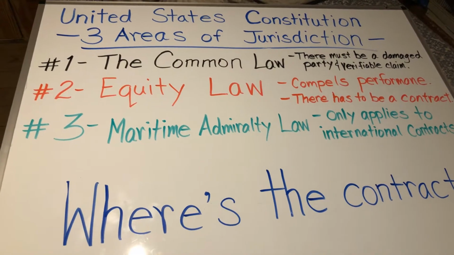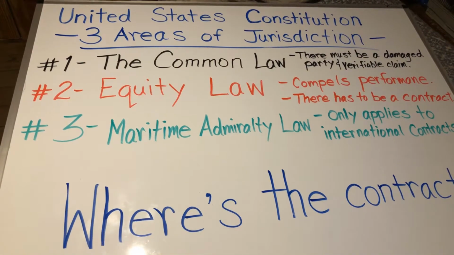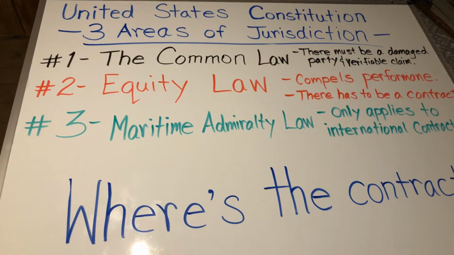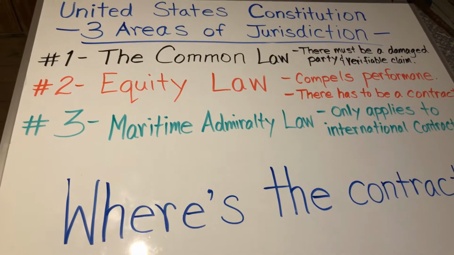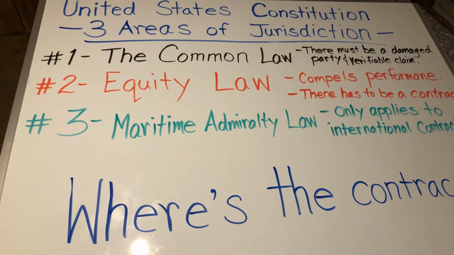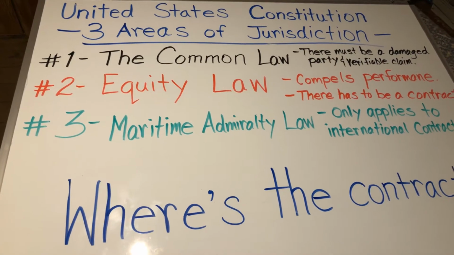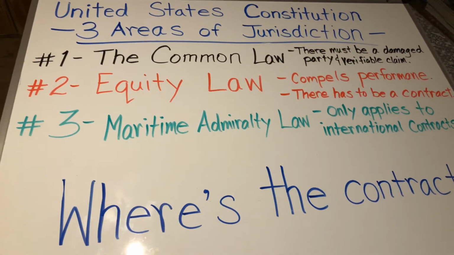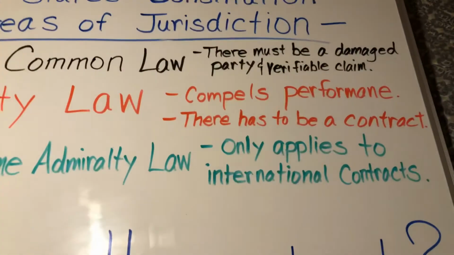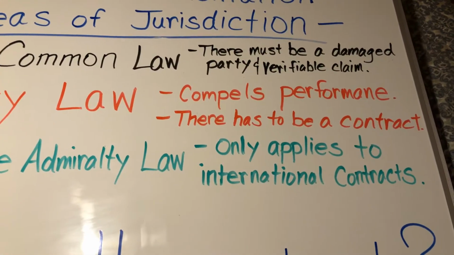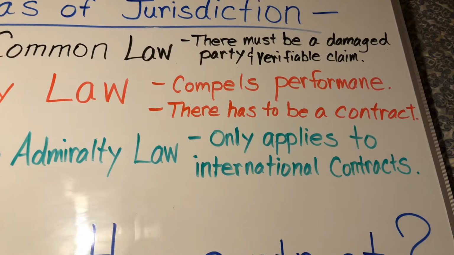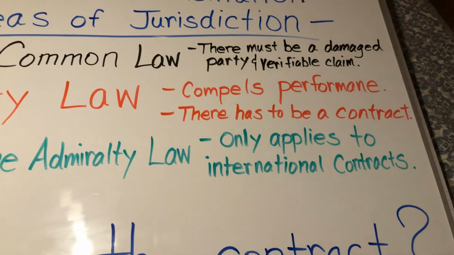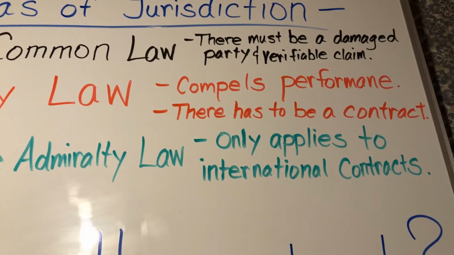So, let's talk about the United States Constitution. In the Constitution, as it was written, long, long time ago, they wrote in 3 areas of jurisdiction. You have the common law, where there must be a damaged party with a verifiable claim, signed in wet ink, under the penalty of perjury.